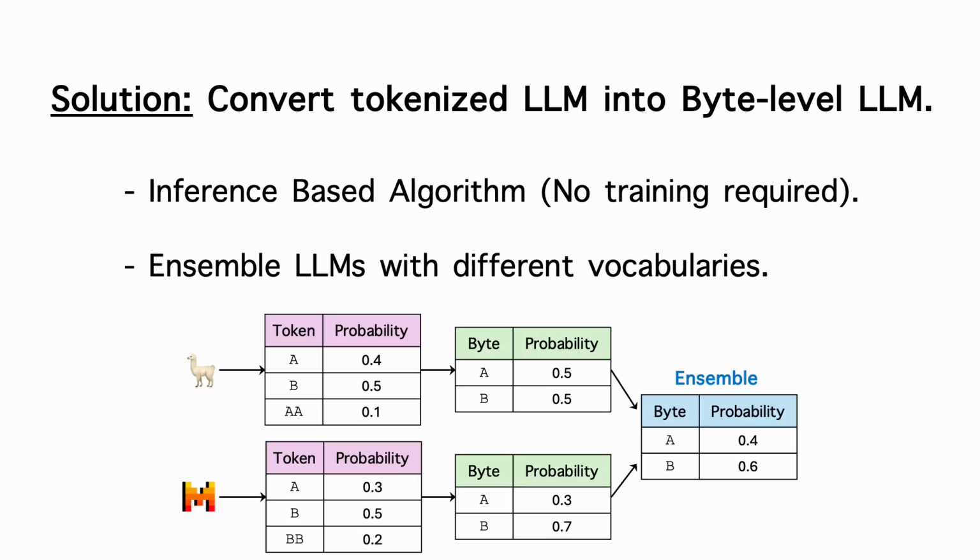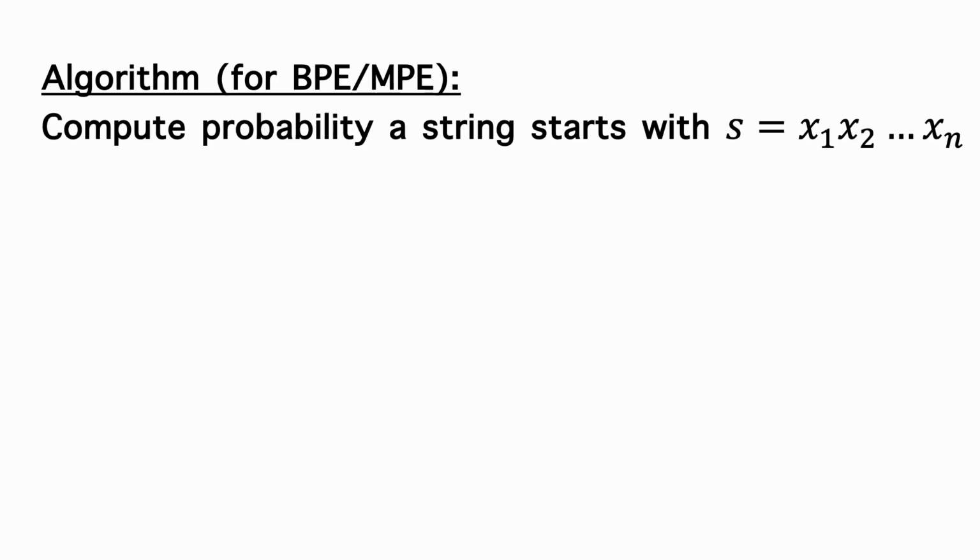Here is an illustration of how this can be done. Basically, we convert all the tokenized language models into the same byte domain. We now introduce the main algorithm. Basically, we want to compute the probability that a string starts with a certain prefix, which is x1 to xn in this case. The main idea is to find all encodings that cover this prefix.